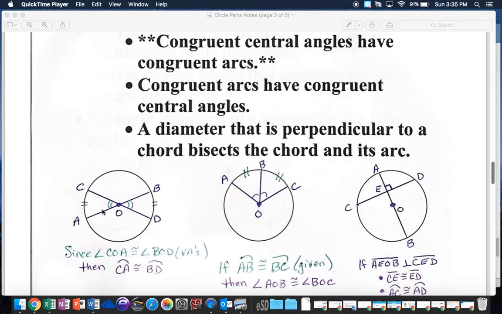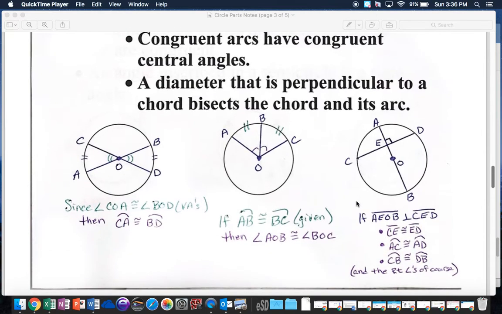Now, they don't always have to look like that either. Maybe the picture is a little funkier. It looks like this. If I tell you instead that the arcs are the same, you can conclude that the angles are the same. All right? And finally, and this is the one that's the most complicated of the three, if you have this diameter and it's perpendicular to this chord, all right, it does some funky things.